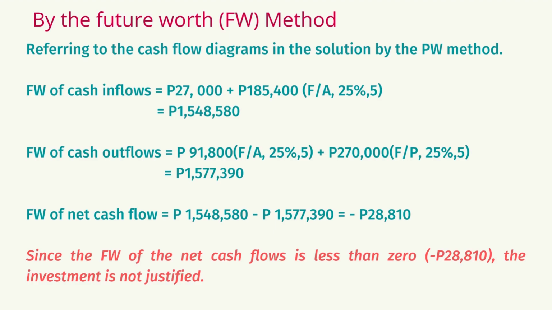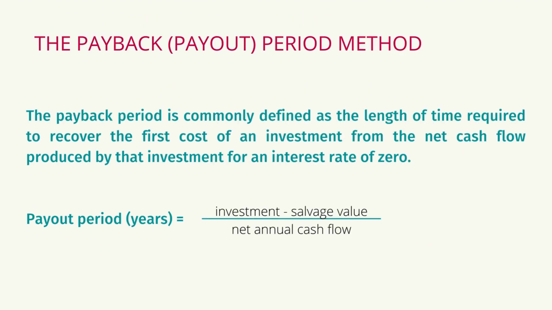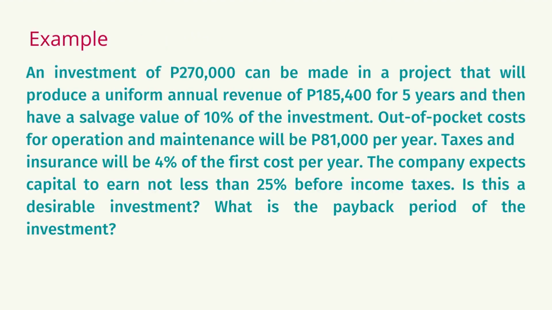The last method is the payback or payout period method. The payback period is commonly defined as the length of time required to recover the first cost of an investment from the net cash flow produced by that investment for an interest rate of zero. In this case, the interest rate of money does not matter. The payout period in years is equal to the investment minus the salvage value all over the net annual cash flow. Again, we'll be using the same example.